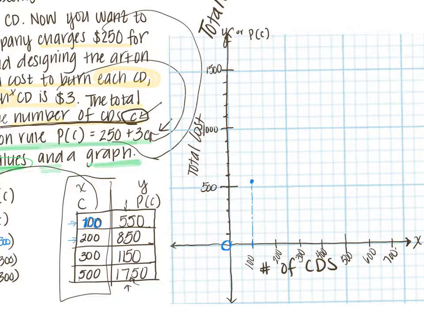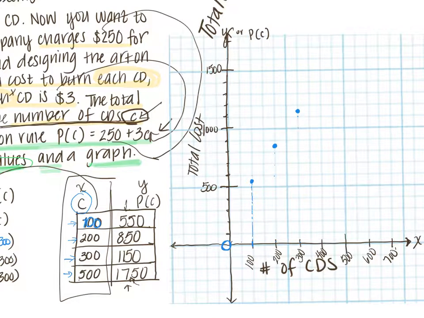My next one is going to be 200. That's my 200 on my C axis. That's here. And I'm going to go up to 850. So 600, 700, 800, 850. Right in between 800 and 900. The next one I'm going to do is 300. Find my 300. That goes all the way up to 1150. So I'm going up, there's 1,000, 1,100, 1,150.